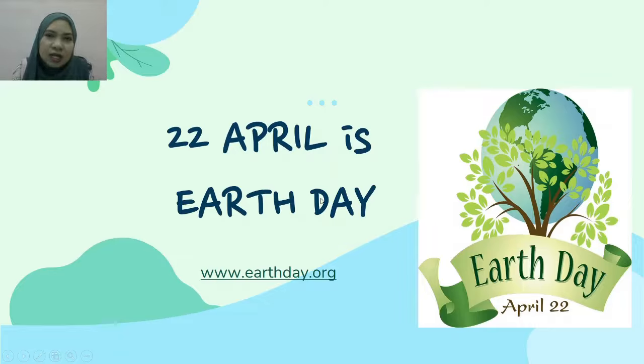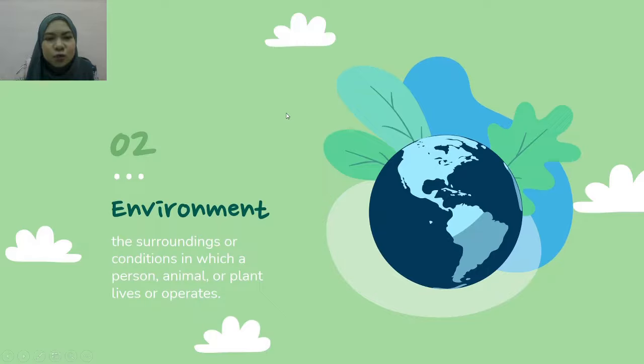2021. To get more information about the Earth Day, if you are interested, you may log in to www.earthday.org. Okay, the second word is environment. Environment is the surroundings or condition in which a person, animal or plant lives or operates.